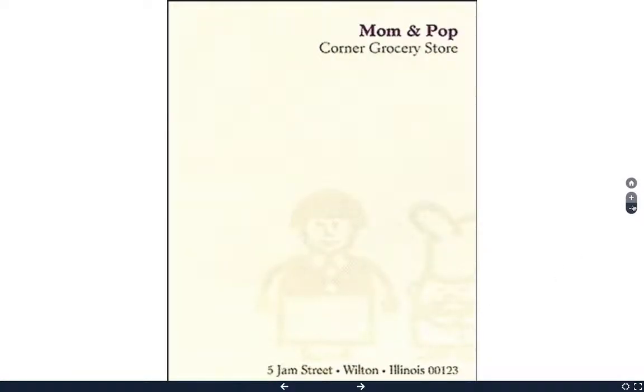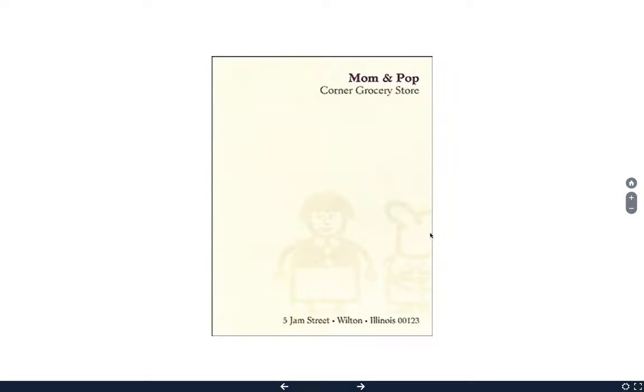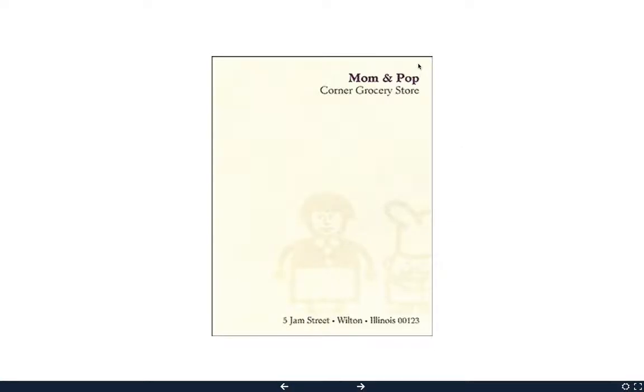Okay, and our last example, I don't think you can see it very well. If you tip your screen, or if you move your head down a little bit, there's what's known as a watermark right here. Okay, and so those two icons of mom and pop, they're faded into a watermark at the bottom of the page to give this letterhead a different kind of look. And as far as alignment goes, we have right alignment.